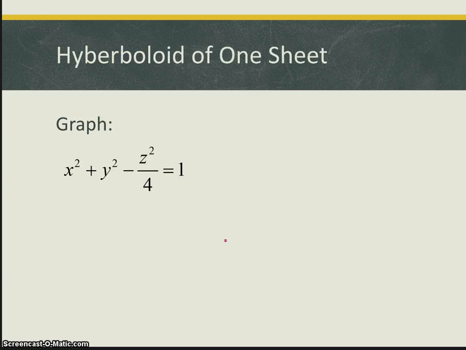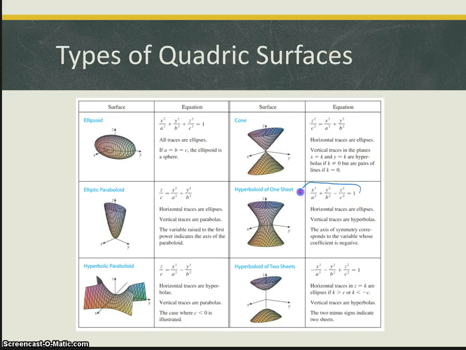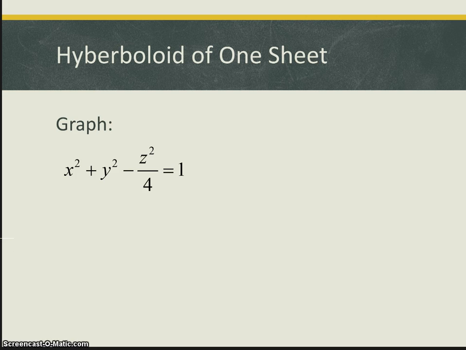Now we move on and take a look at a hyperboloid of one sheet. Looking at this equation here, how am I recognizing that I have a hyperboloid of one sheet? I have an x squared term, y squared term, z squared term, only one of which is negative, and also my right-hand side is 1, which matches what we have here on our table. And so the graph of this surface would look like this.